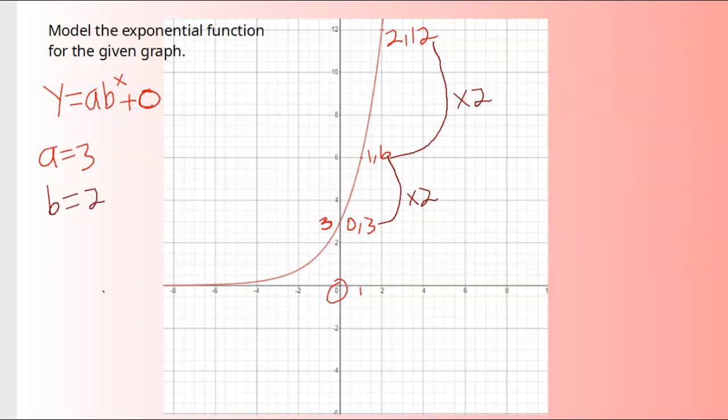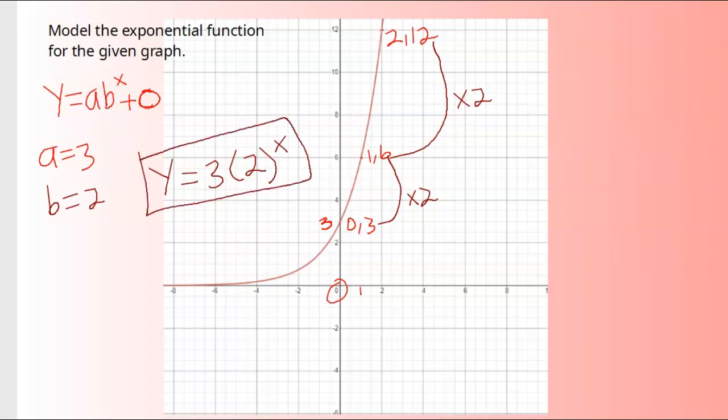So we got everything, and we can write this exponential graph as 3 times 2 to the power x, which is a growth. That's the exponential function.